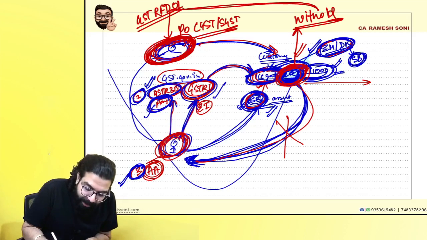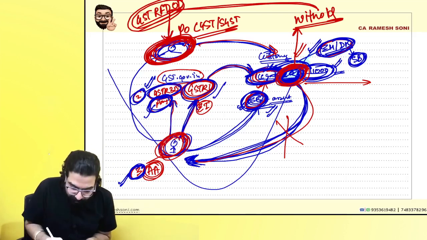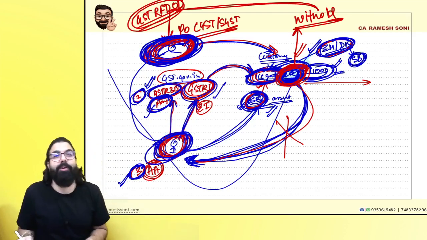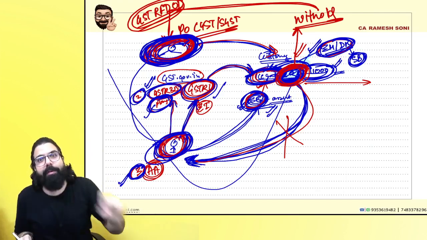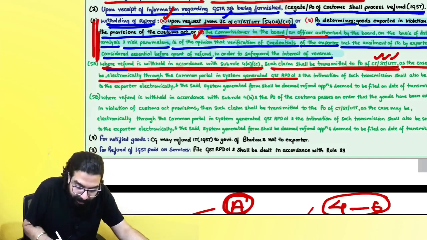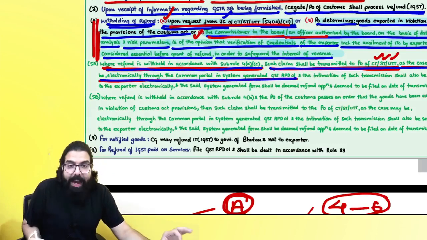And you know what will happen? Whenever withholding is done, automatically one GST RFD01 will be generated, which is like a refund application being filed by the applicant to this officer. And now this officer will go ahead and do the further processing, and he will give the refund amount. Everyone over here, see, when the refund is withheld in accordance with 4A or 4C, such claim shall be transmitted to the proper officer, as the case may be, electronically and in a system generated RFD01.